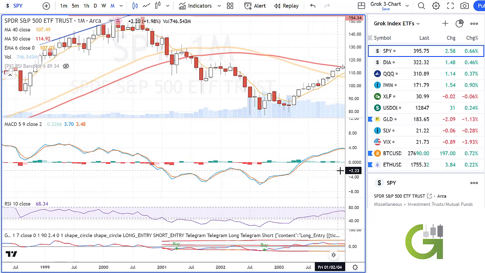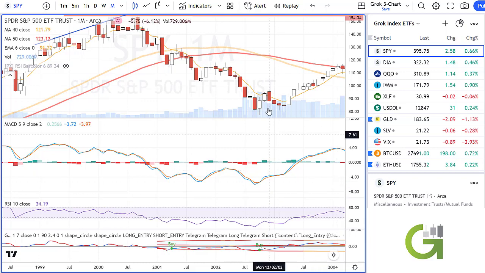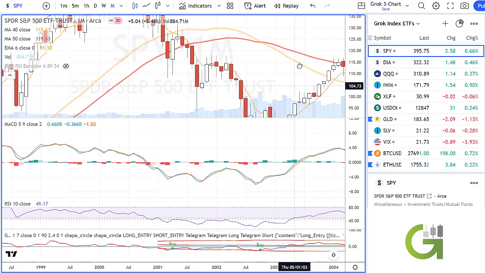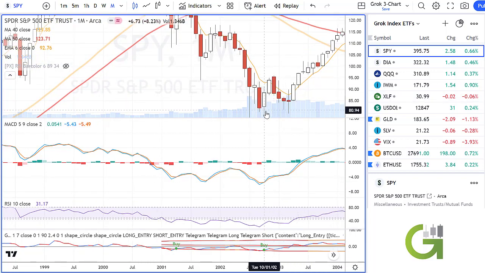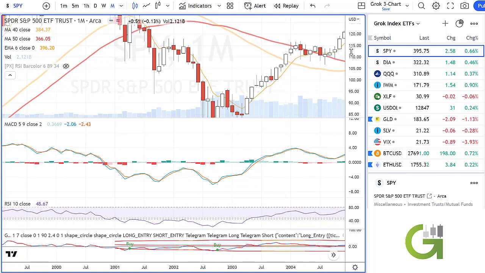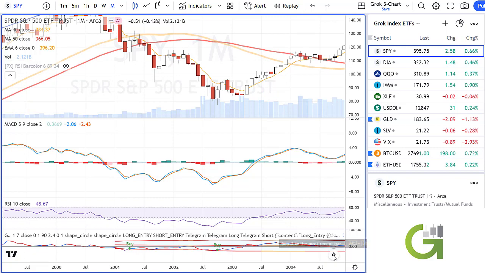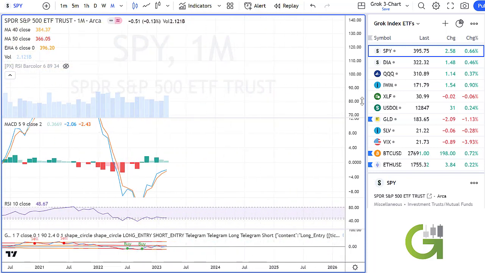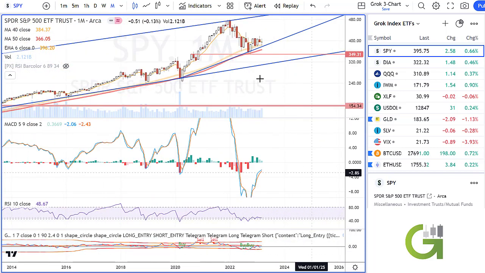And look at this run, guys. Just a monster run. The S&P 500 went from like the 80 mark up to the 115 mark. So the reason I share all that is because that's precisely where we're at right now. If we look at this, we had this big drop just like we did in 2000, down, down, down, down.